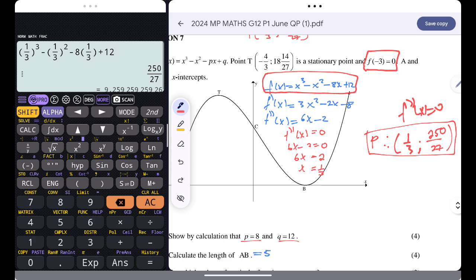I want to find the equation of a tangent, right? After finding my point, I must go and find the gradient. Gradient is basically f prime of x when x is equal to 1 over 3.